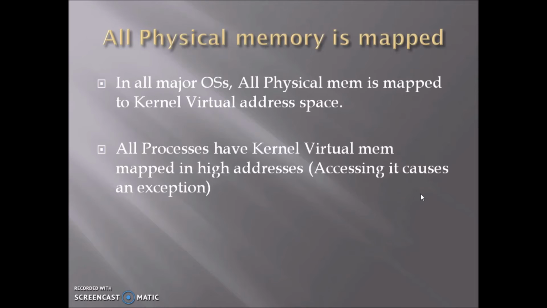And how can this be? In all major operating systems like Windows, OS X, and Linux, the virtual address space of each process actually contains the kernel virtual address space in the high addresses. This is done by the operating systems, assuming that there is a protection by hardware that disallows the user mode code from accessing any of the kernel virtual address space.